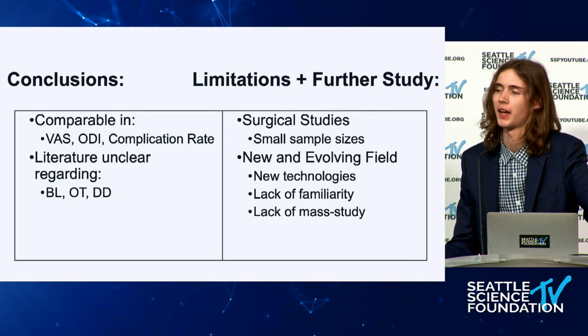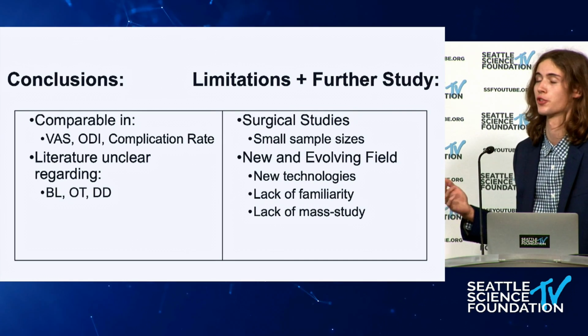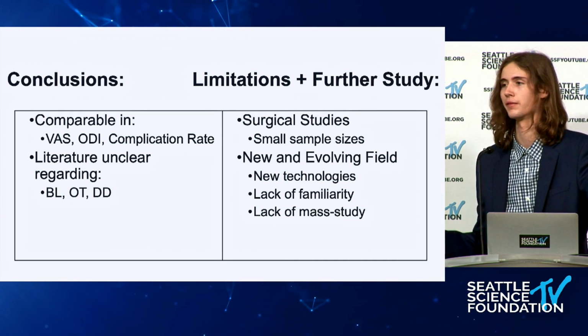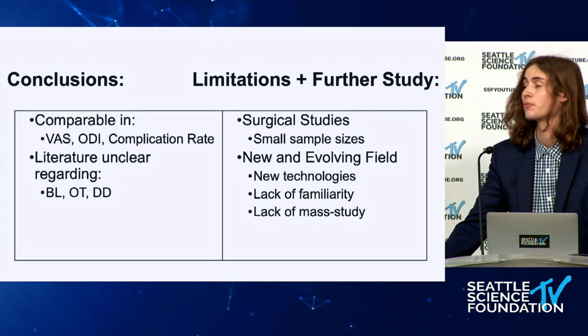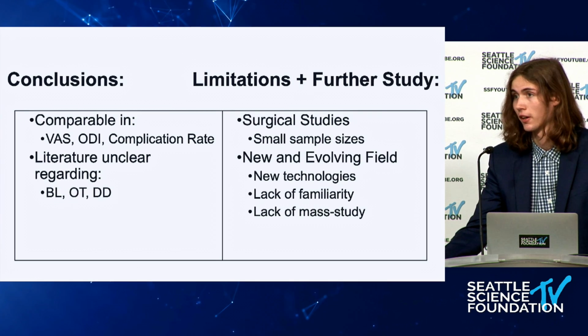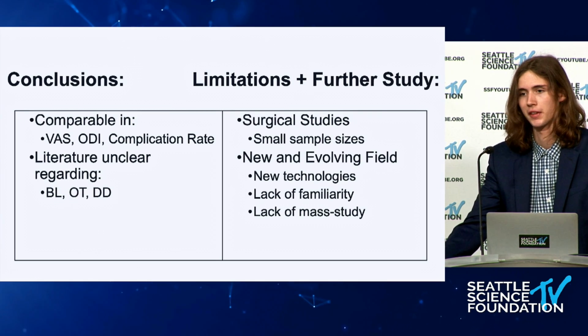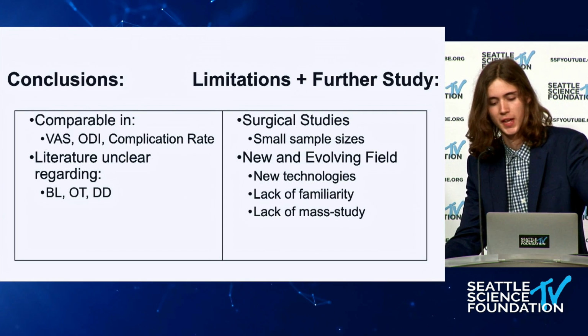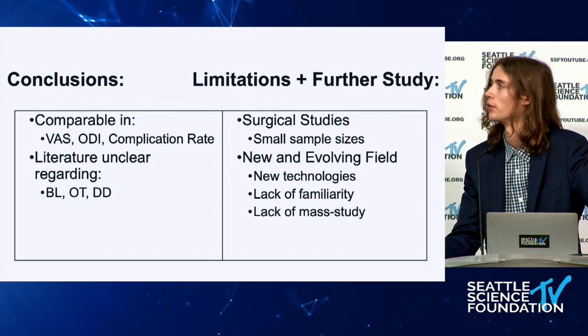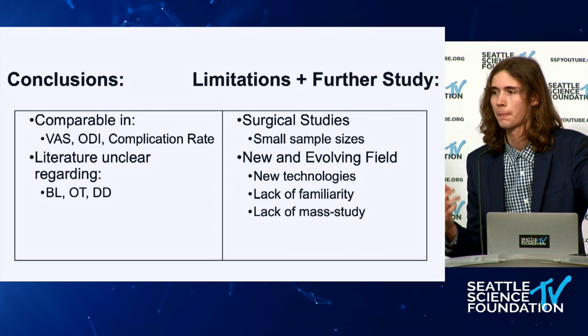And there's probably a few reasons for that. First off, these are from surgical studies, which are infamously known for having low sample sizes. And this problem is exacerbated by the fact that it's a very new technology. This is not something that's been heavily written up on, and it's not a technology that a lot of surgeons are familiar with. So there's probably a lot of human variance here too.